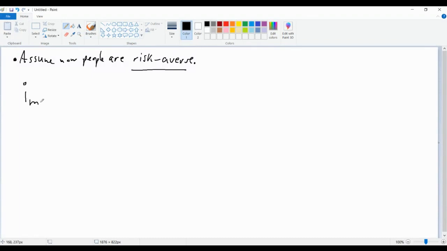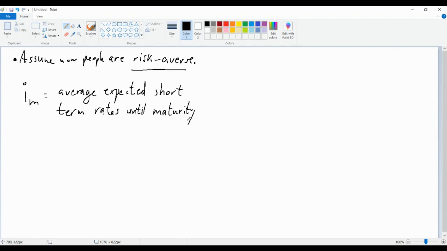Well, let me write down the equation we had before. I_M was just the average expected short-term rates until maturity. That's what we had before, right? But it doesn't explain the fact that the yield curve usually slopes up, or as Marshall put it, that long-term rates tend to be higher than short-term rates.